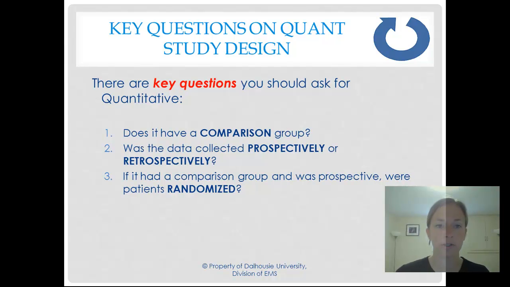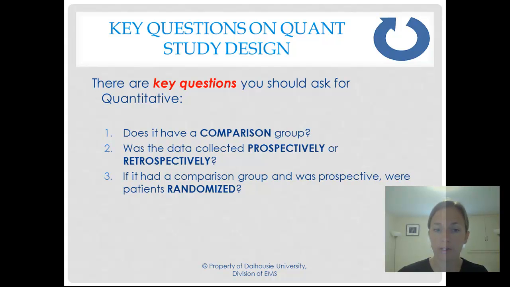Okay, let's switch gears here now. We've just reviewed how to take a look at study design for qualitative studies. Now we need to take a look at how to review the design of a quantitative study. So like qualitative studies, there are also a few key questions you should ask yourself for quantitative studies. So the first is, when you look at the methods section of your quantitative study, does it have a comparison group? Is there one study group? Perhaps there's two. Potentially there's even 3 study groups where they're comparing different interventions.